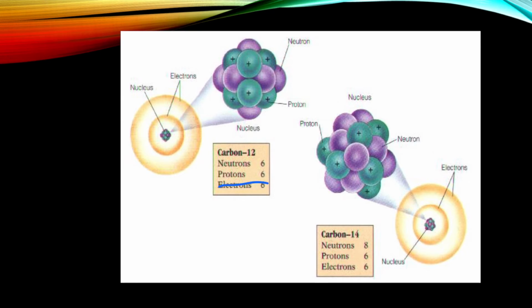Now, why aren't we counting the electrons here? Well, remember, electrons are teeny, tiny, and they're located around the outside of the nucleus. They weigh essentially 0. So for carbon 14, you don't have to add the mass of the electrons to it. The number of electrons in a neutral atom will equal the number of protons.